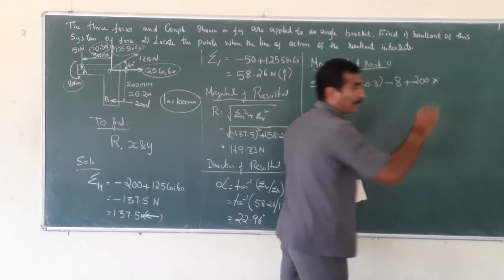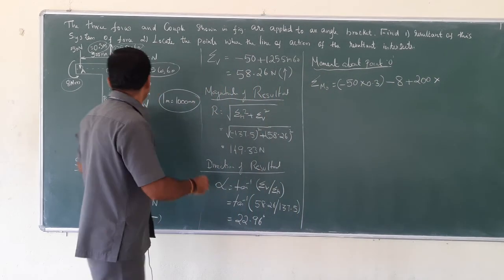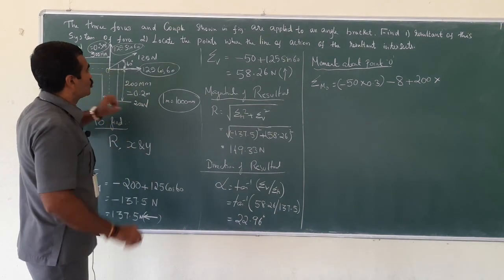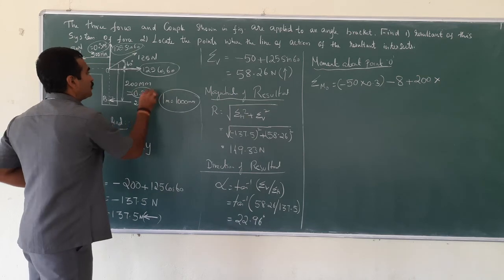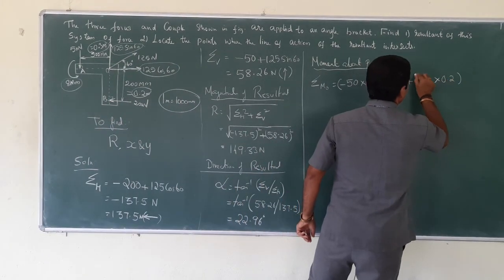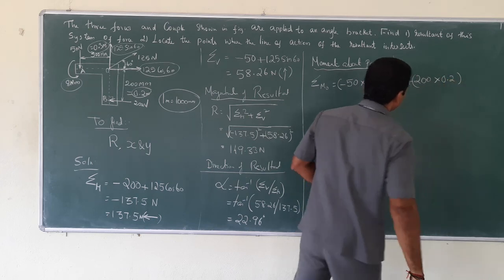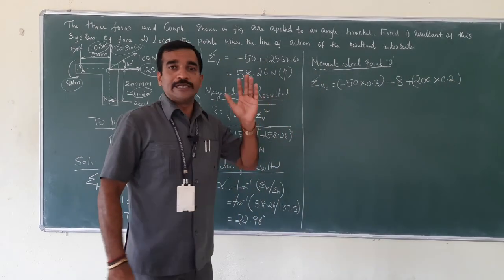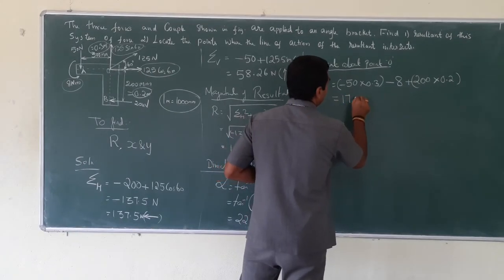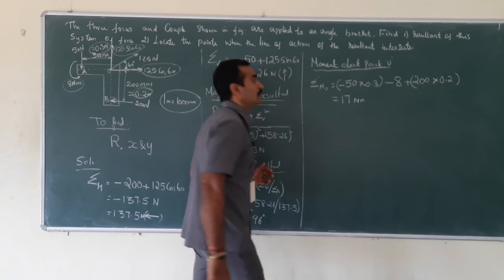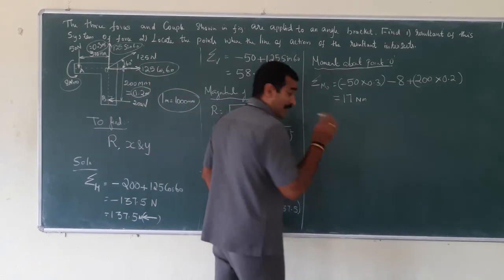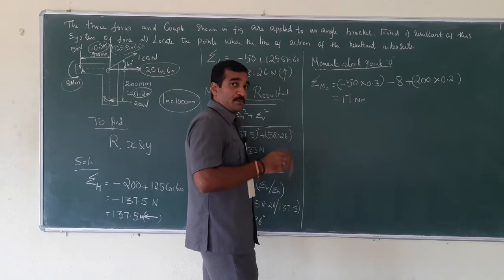200 into its perpendicular distance to the origin. The perpendicular distance from the origin is 200 mm, which is nothing but 0.2 meter. Which is 0.2 meter into 0.2. Right? If you feed these values in your calculator, you will get approximately 17 Newton meter. Got it? Right.